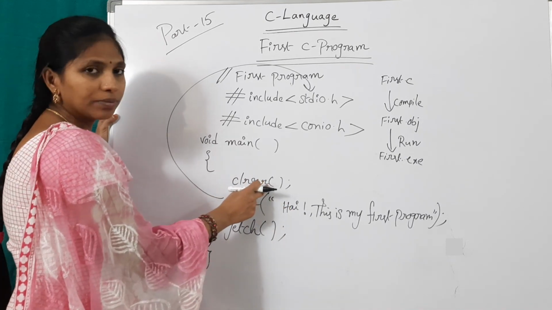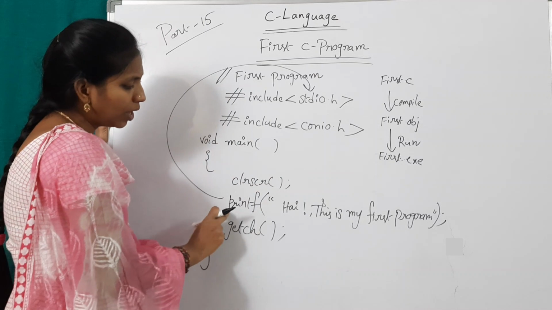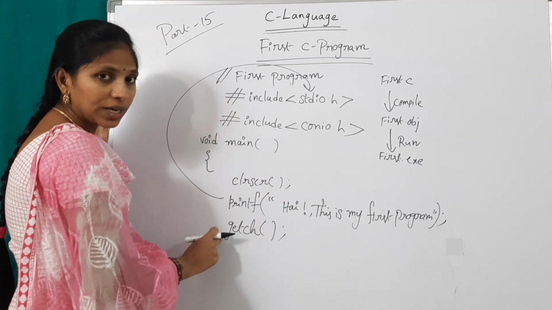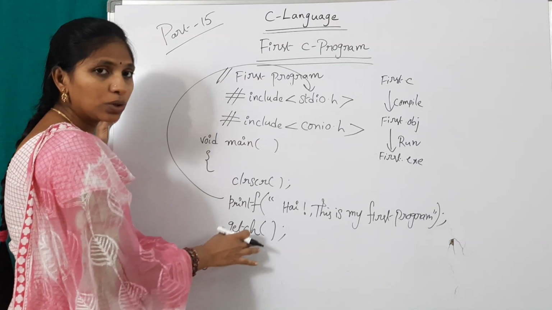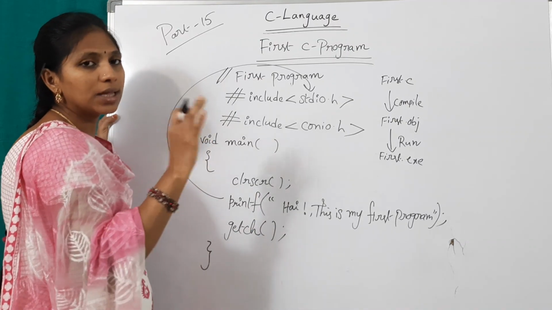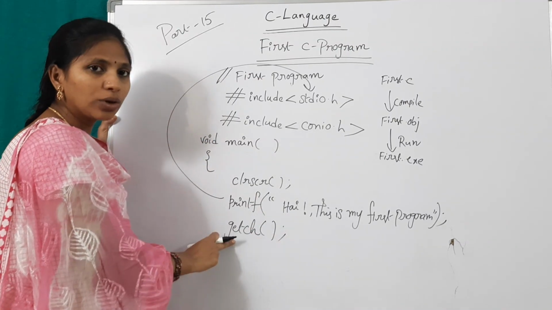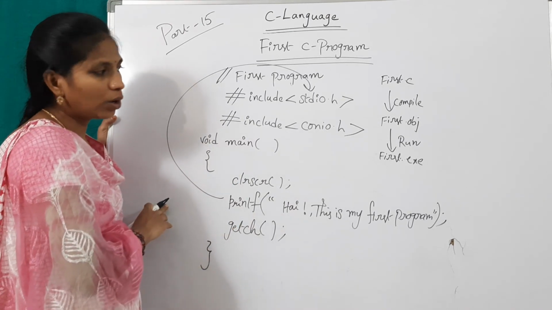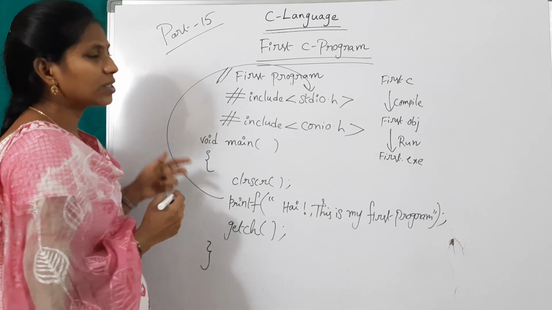And clear screen clears the result screen. Printf prints the given message at the result screen. Next, getch. This getch is used to pause the result screen. I'll show the use of this getch very clearly in the editor. Okay, this is about the first C program.